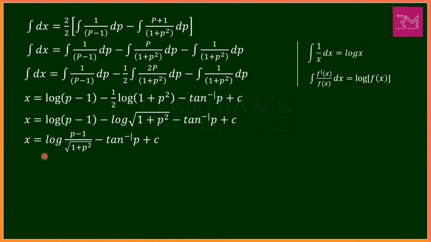Finally, if we substitute this value in equation number 1, or substitute equation 1 in this value, we get an equation which does not contain the value of p. That is the general solution, or the required solution, for the given nonlinear differential equation.